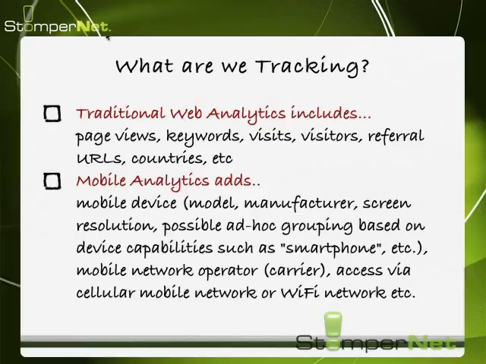In addition to that, with mobile analytics, you also track things such as the type of mobile device, model, the manufacturer, the screen resolution, and then there's also these ad hoc groupings that are based on certain capabilities, such as whether your phone is a smartphone or a feature phone or what have you. That can also be determined and is included with some of the analytic software packages that you can install on your mobile web pages. Also the network operator, in other words, the carrier, that can be determined. And then also whether the visitor is accessing your page through a cellular mobile network or through a Wi-Fi network.